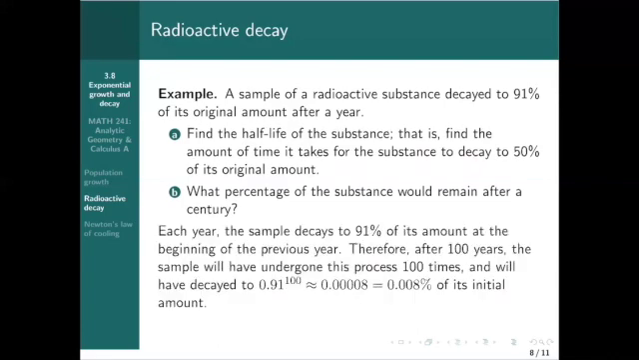So let's see part B. What percentage of the substance would remain after a century? Even though we already have the answer here, let me explain in a different way than what is written. We have that M of t is equal to M0 times e raised to k, which is ln of 0.91, times t. So they are asking what percentage of the substance would remain after a century. In other words, M of 100 is equal to what? It's going to be M0 times e raised to 100 times ln of 0.91.